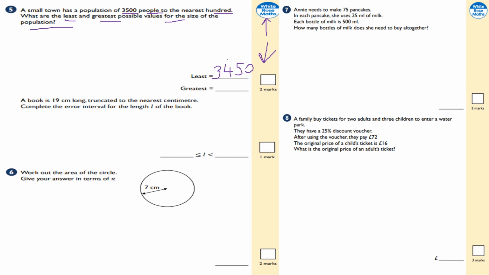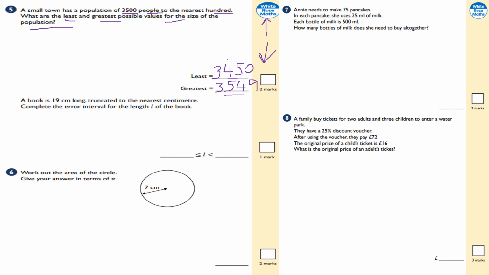So the greatest will be 3,549. And the reason for that is it can't be 3,550 because that rounds up to 3,600 to the nearest 100. So it has to be that one. So you've got to be very careful here. This is looking at what we call upper and lower bounds.